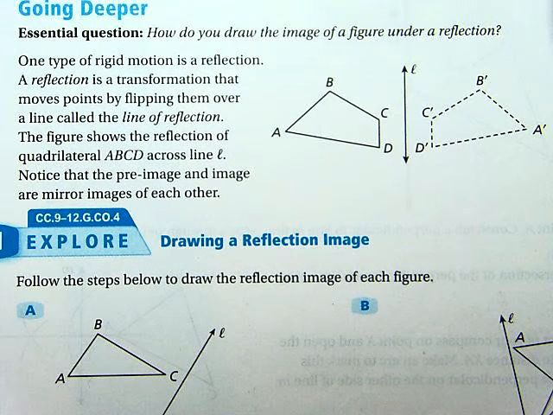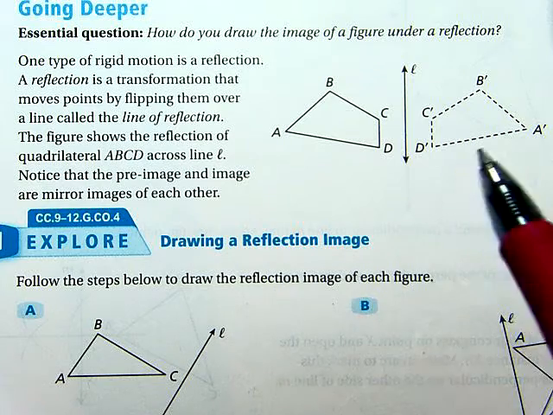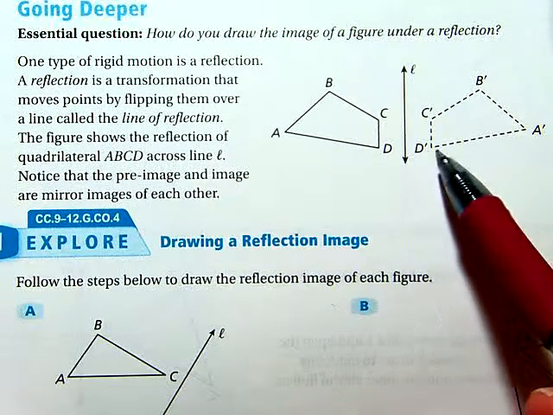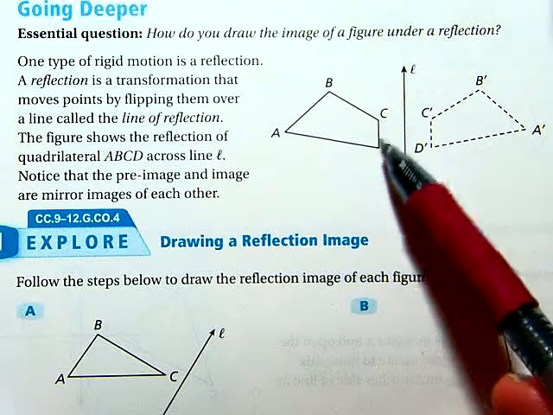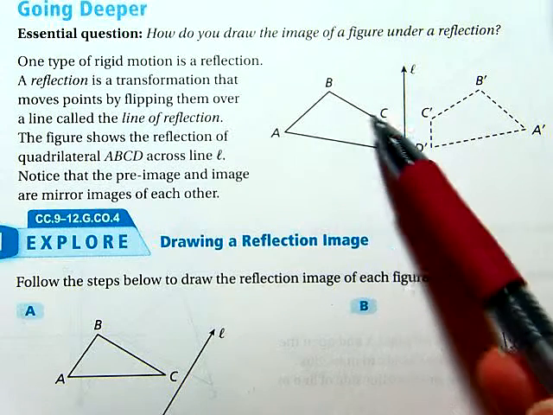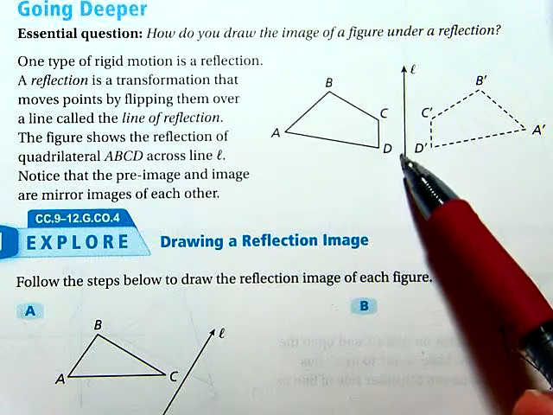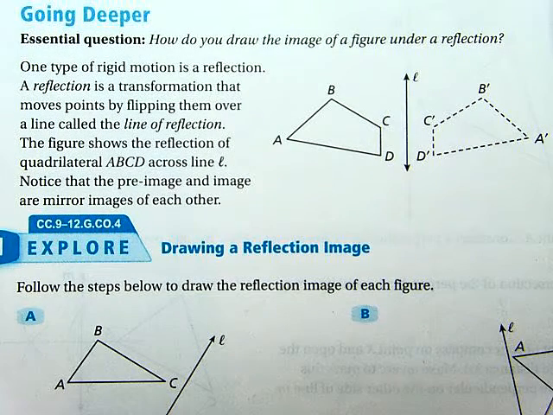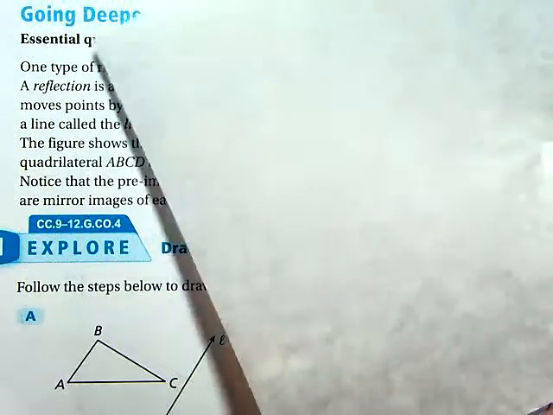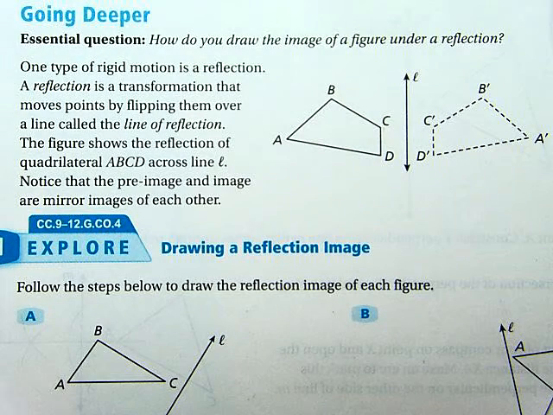I'm going to start with the example that they provided at the top of the page, and here they've already essentially dotted in the image for you. This is the pre-image labeled A, B, C, D, and this is the line of reflection, or the mirror line. And let's go ahead and use patty paper. It's called the patty paper method to draw a reflection of A, B, C, D.